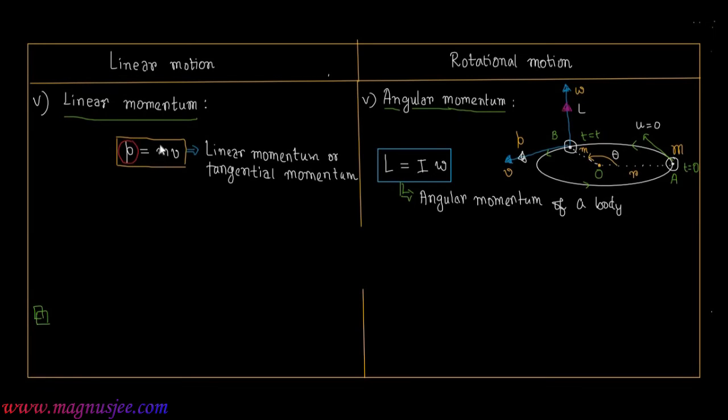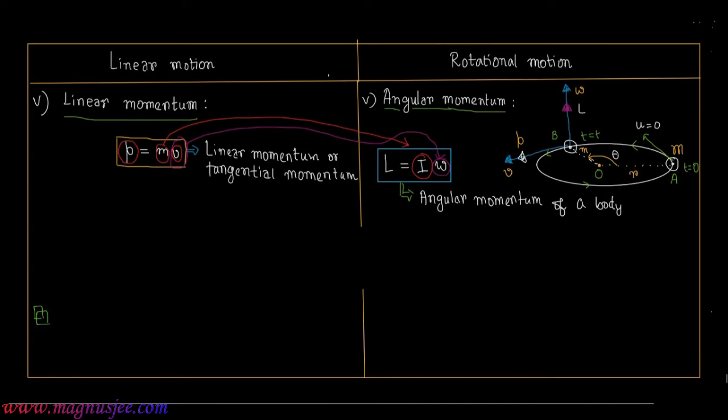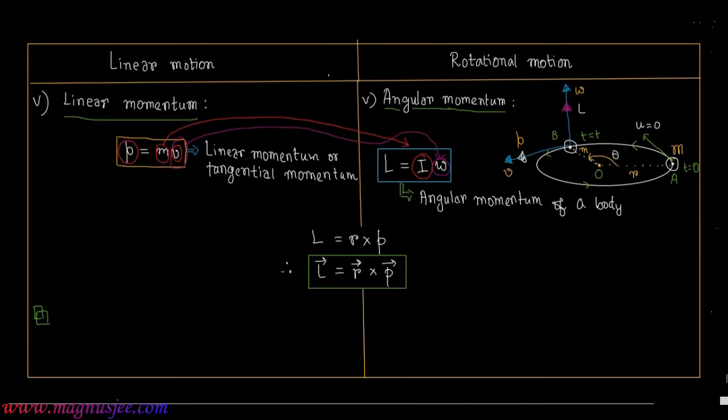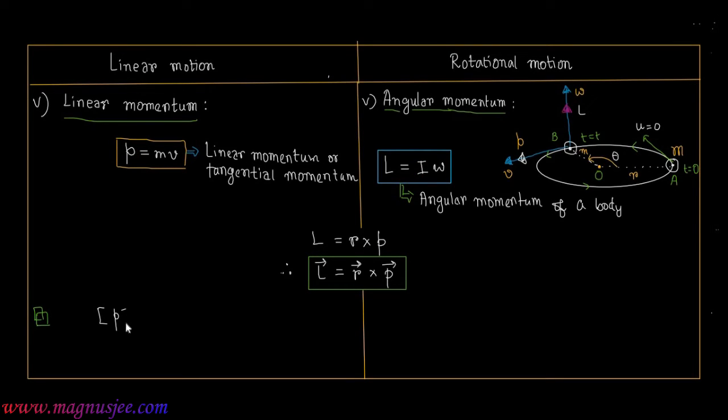Linear momentum P is equal to mass into velocity. Now mass m is comparable to moment of inertia I, and tangential velocity v is comparable to angular velocity omega. Now angular momentum L is equal to R into P. That means vector L is the cross product of vector R and vector P.